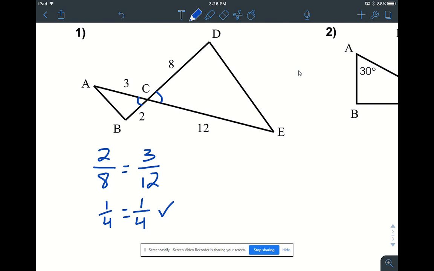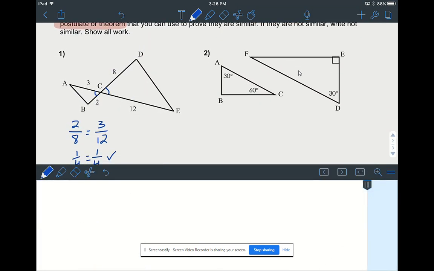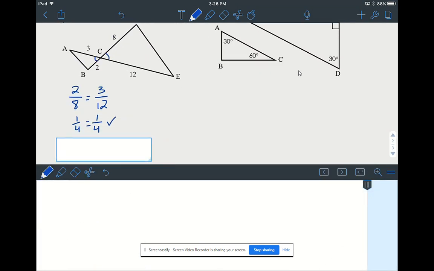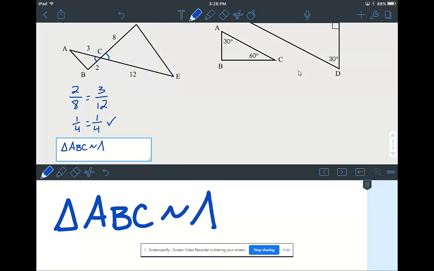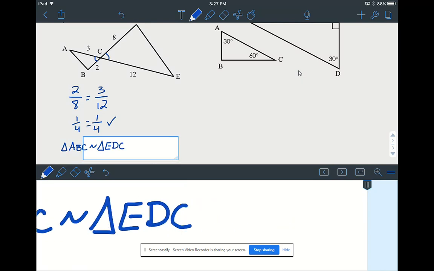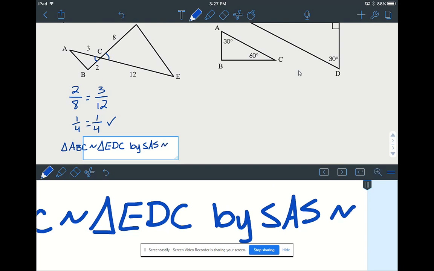So based upon the fact that I've proven side angle side, I can say that they are similar and write my similarity statement. So triangle ABC is similar to triangle EDC. And then we have to write which theorem or postulate. So by side angle side, side angle side similarity. Done.